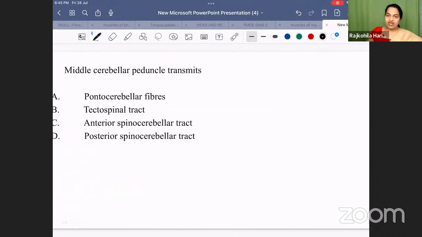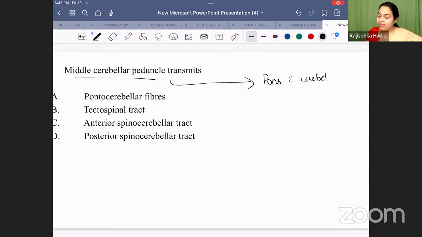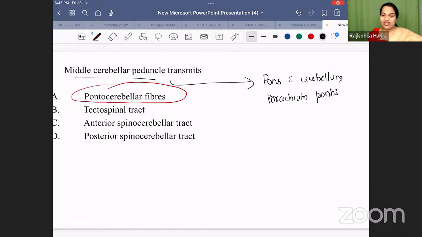Another important thing expected from you, the cerebellar peduncles. Middle cerebellar peduncle transmits, yes, you know the answer. The middle cerebellar peduncle is going to connect what and what? It connects the pons with the cerebellum, right? What is its other name? It's called the brachium pontis. And the answer for this question will be pontocerebellar fibers.